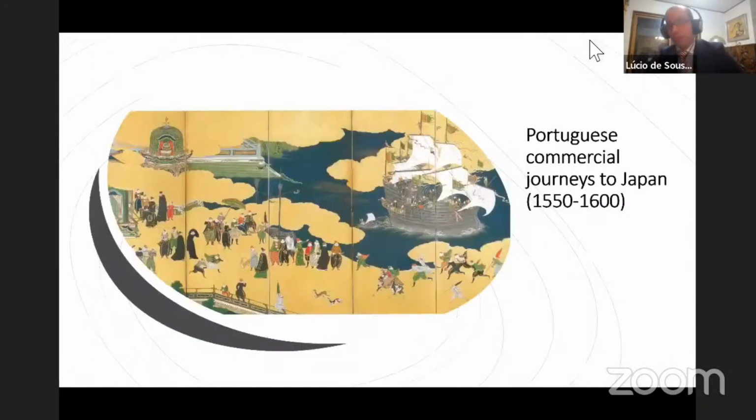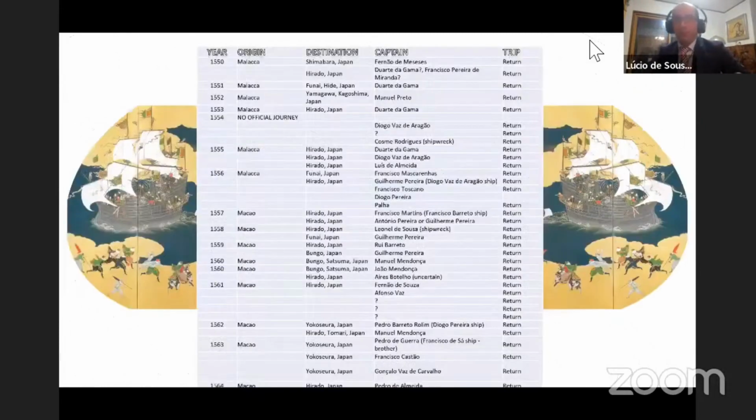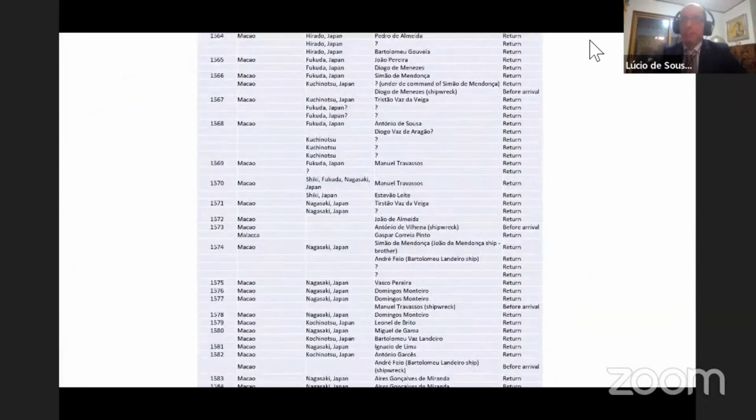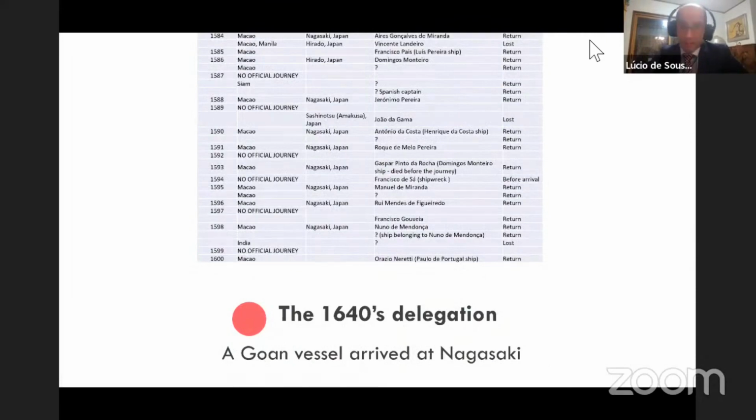Regarding the Portuguese commercial journeys to Japan, I will just give you a small idea of it. Here I try to combine the origin of the ships before their arrival to Japan, the destination, and also to combine the private and official trades. Why is this list so important? Because if we start studying the crew, we will find there the Indian presence. So this is, at least for me, the most important source of information on the Indian presence in Japan.